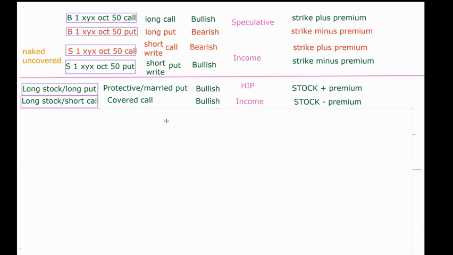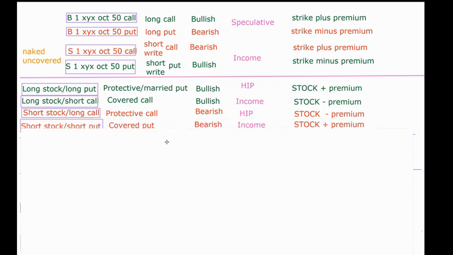Now, those are two of the hedging ones. But remember, I do a covered call for income. Next, short stock, long call. That's a protective call. Since I'm short stock, I'm bearish. See, it's red. And I'm doing it for HIP, hedge, insurance, protection. Buyers are HIP. So when you buy an option with a stock position, you're doing it for hedge, insurance and protection. Since it's a buy and a sell, it's stock minus premium. Super duper easy for break even. And these will answer a bunch of questions on the exam.